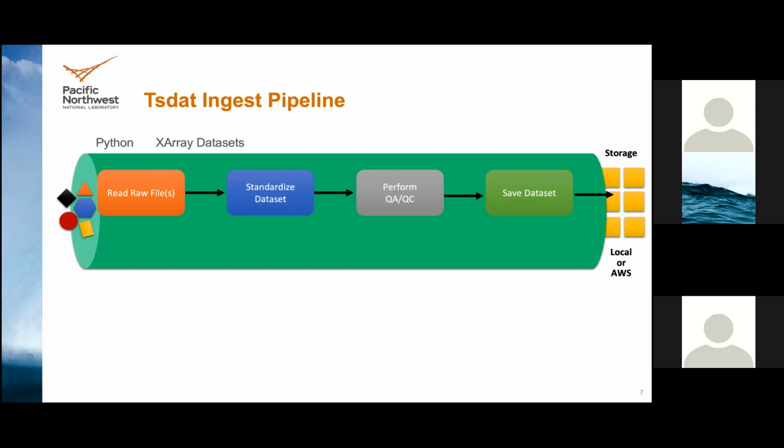The high-level steps of the pipeline are to first read the raw data, then convert it to standardized format. That includes converting data types, renaming variables, etc. Then we perform quality control and quality assurance checks and record the data quality results. And finally, we save the processed data set and any supplemental files like plots to a specified storage file system, such as local storage or AWS.